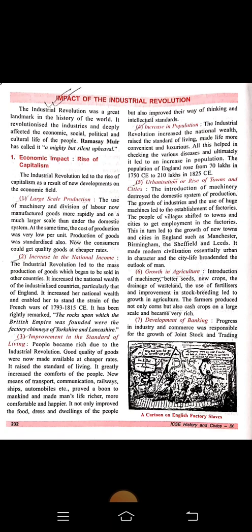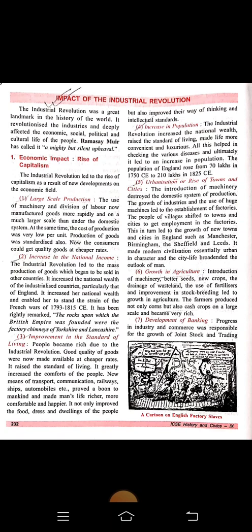Number 5, urbanization or rise of towns and cities. The introduction of machinery destroyed the domestic system of production. The growth of industries and the use of huge machines led to the establishment of factories. The people of villages shifted to towns and cities to get employment in the factories. This in turn led to the growth of new towns and cities in England, such as Manchester and so on. It made modern civilization essentially urban in character, and city life broadened the outlook of man.